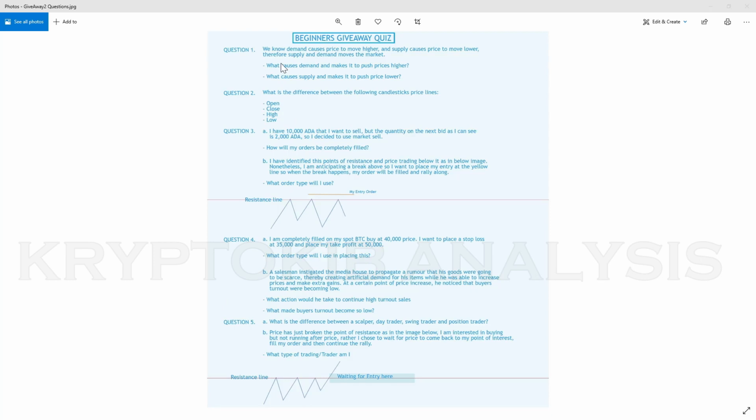So the answer to this is the willingness of buyers to buy at those increased prices, or whatever prices the market is selling for. Likewise, this one is the inverse of that. What causes supply and makes it push price lower? Price goes lower because of the willingness of sellers to sell at lower prices.